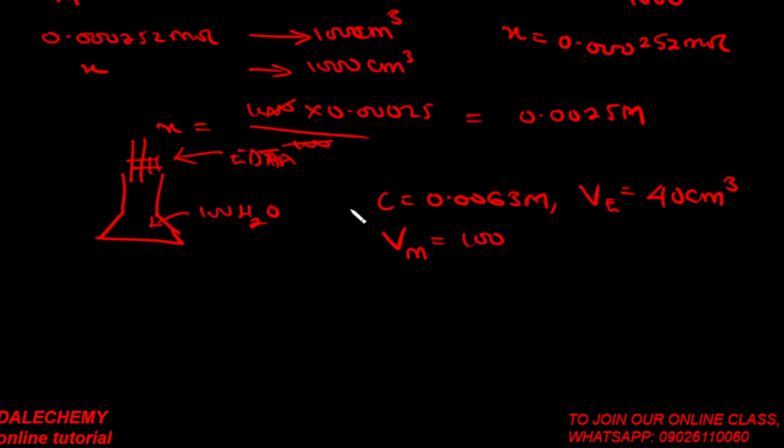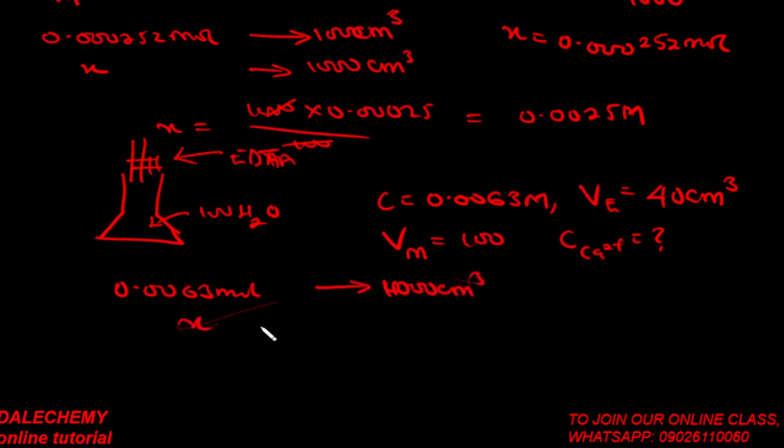Then you want to calculate the concentration of that metal now. Remember, it is only calcium, so that is what you want to find. You use the same formula, the same method. You say 0.0063 mole of EDTA is present in 1000 cm cube. How much will be present in 40 cm cubed? So from here you get X.